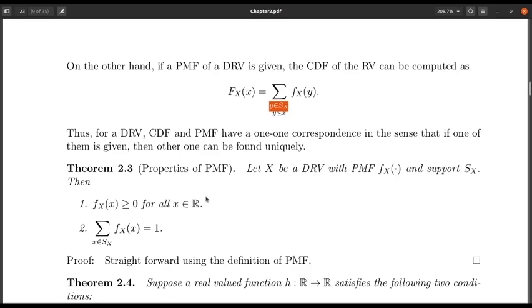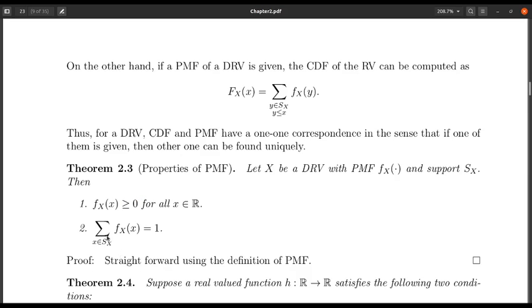Let us see some of the properties of the PMF. There are two basic properties of the PMF, and these two come from the definition itself. The first says that the probability mass function has to be greater than or equal to 0 for all real numbers. It is obvious because of the definition: the probability mass function is nothing but the probability that capital X equals small x. So clearly that probability has to be greater than or equal to 0. Obviously, as it is a probability, it has to be less than or equal to 1 also.